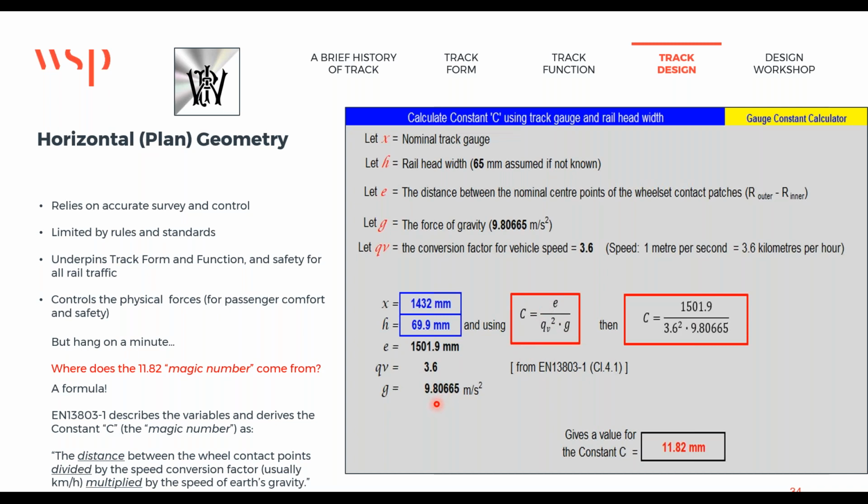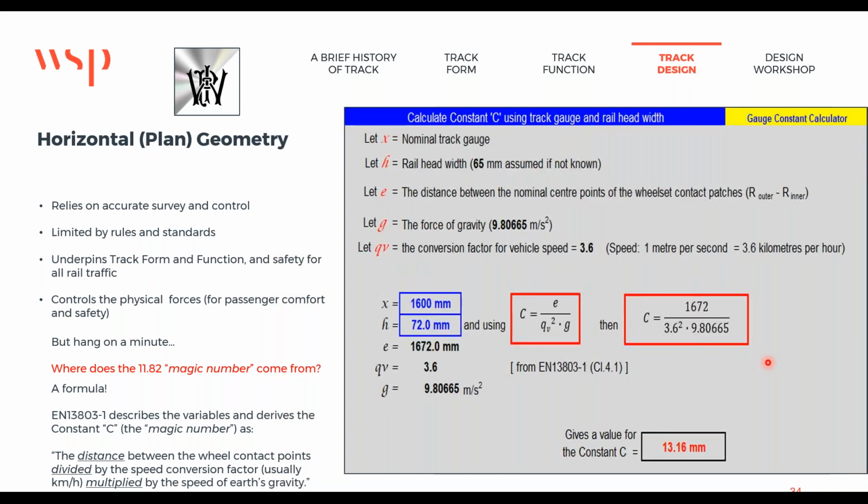G is gravity, 9.80665 meters per second, roughly. QV is your conversion factor, 3.6, that's meters per second to kilometers per hour. That's this number in here. Your E is 1502, or 1501.9 to be exact. So there's the equation in EN. 1501.9 divided by all of that gives you 11.82. And that's where the 11.82 comes from. And that holds good for 1432.